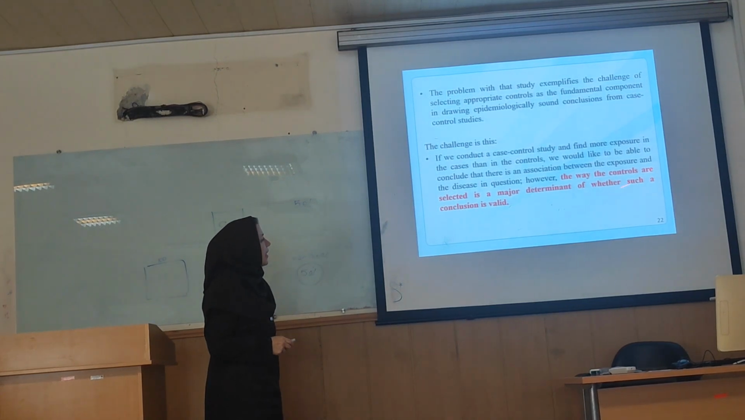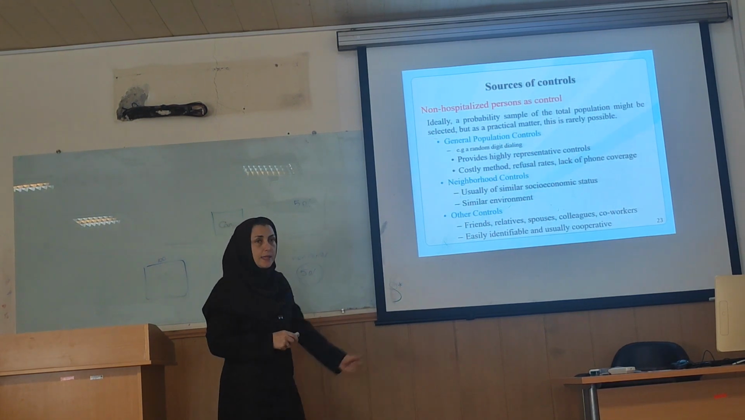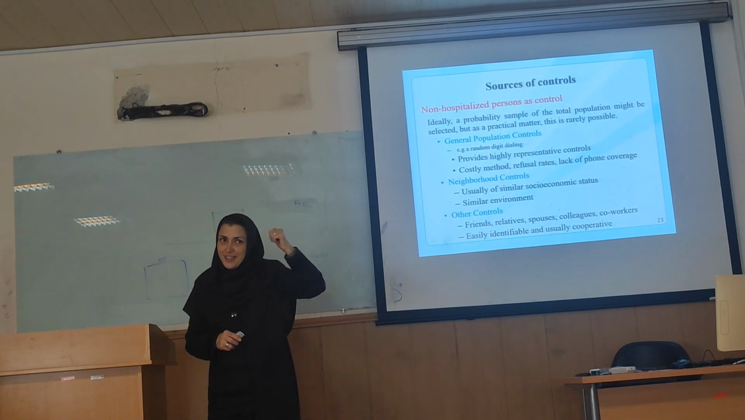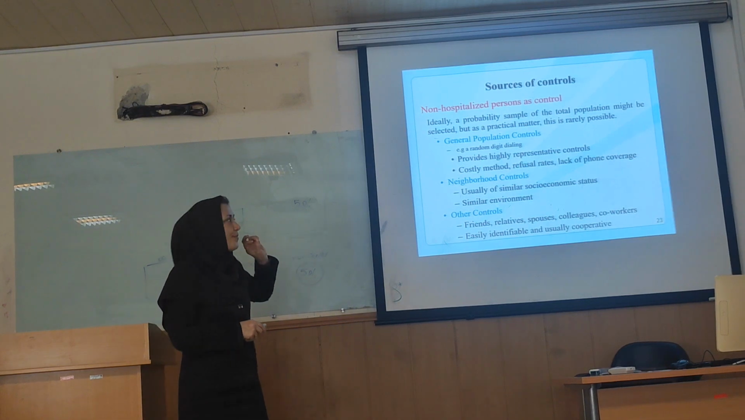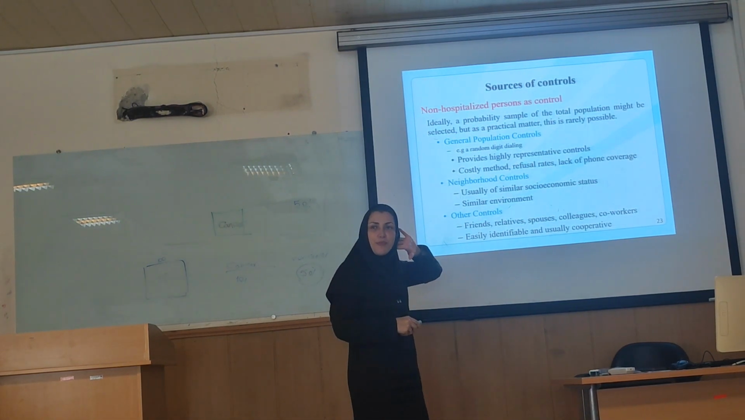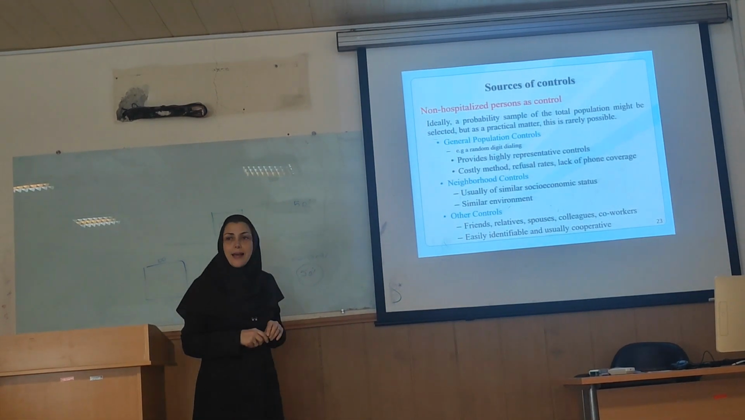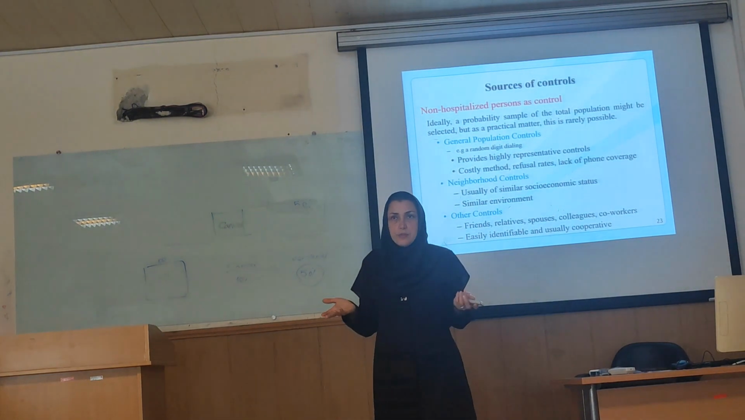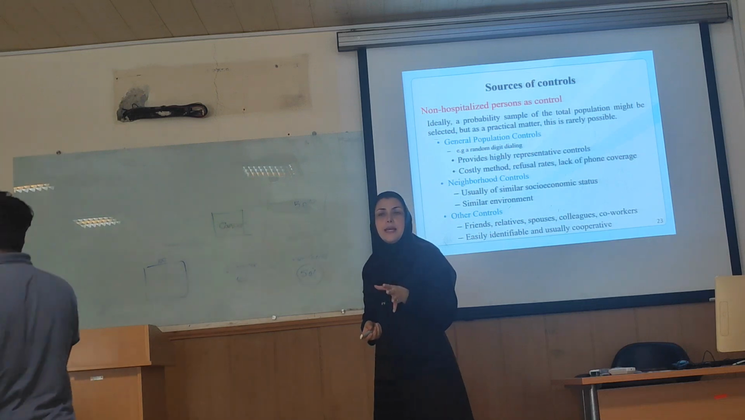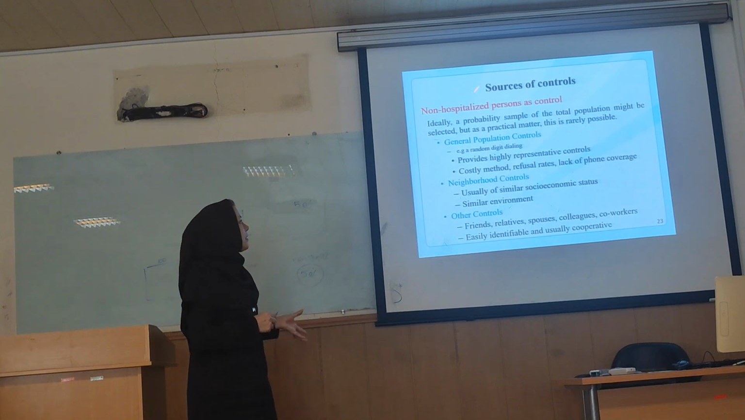So, the way the controls are selected is a major determinant of whether such a conclusion is valid. Which conclusion? About the hypothesis of tuberculosis and cancer. That slide was related to the previous example. Okay? Sources of controls. I told you the importance of selecting appropriate controls. But how can we select appropriate controls? Which sources are available? Some of them come from the general population.